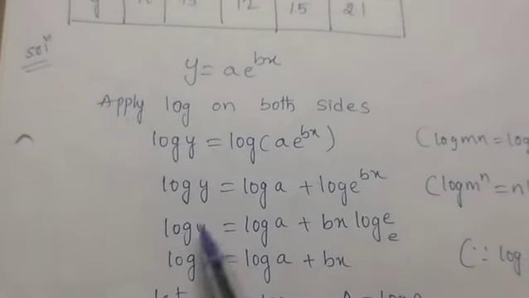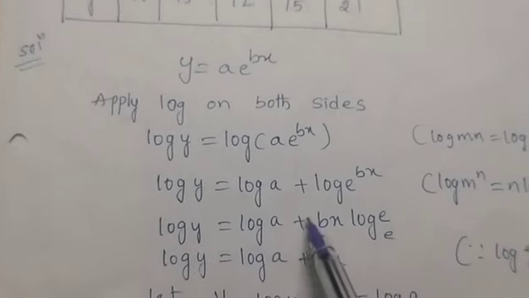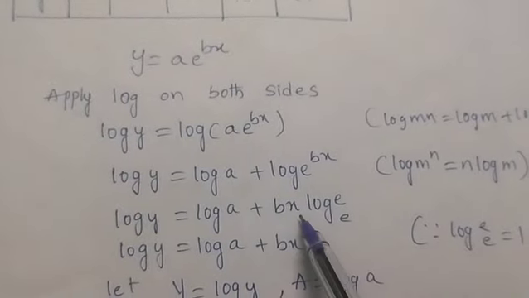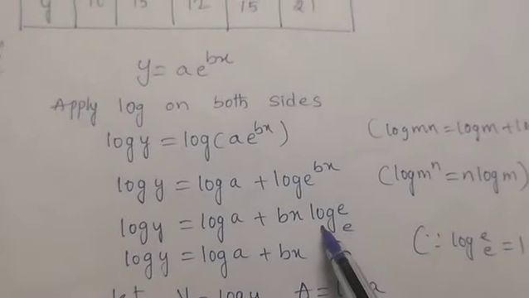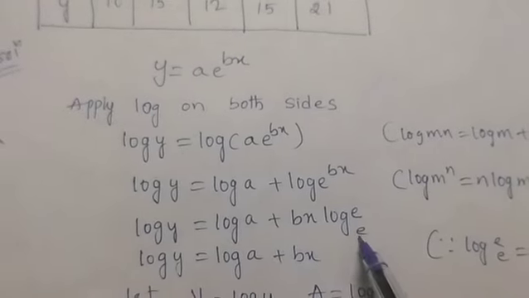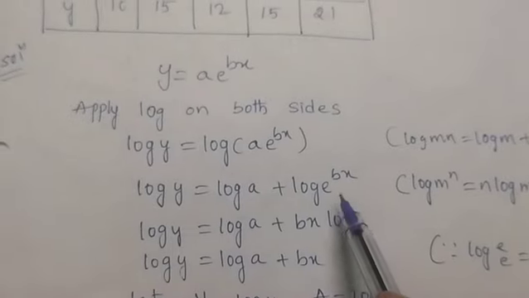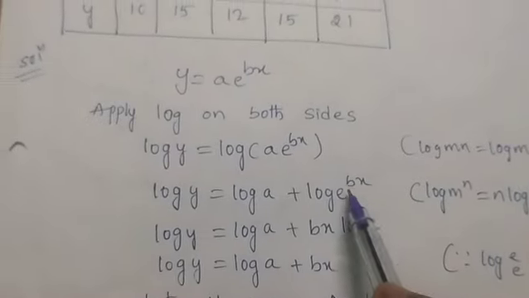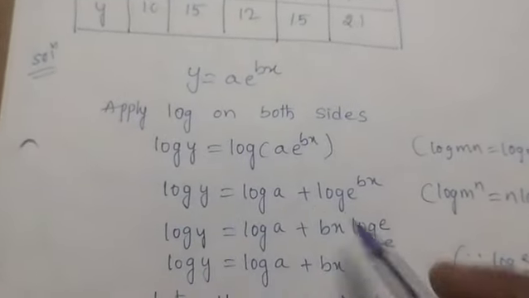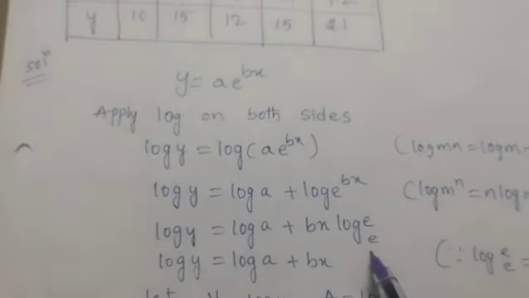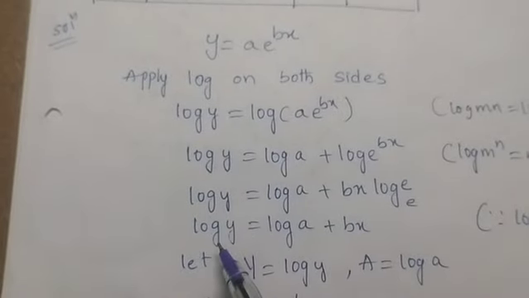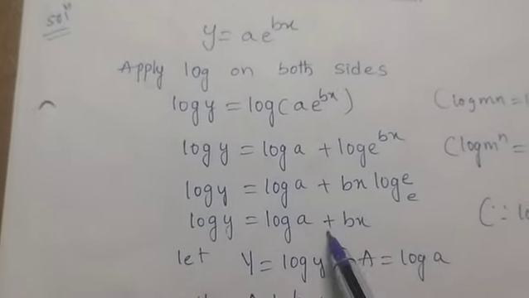Okay, after that, log y equal to log a. Here the log m power n formula is n log m, so the power comes beside, so bx into log e. Here the base is not there, that's why we are taking it as e. Log base e, why? Because here we have e, so I am applying log base e on both sides, and you get log e base e. Log e base e value is what? 1. So bx into 1 we get bx. So what we got? Log y equal to log a plus bx.